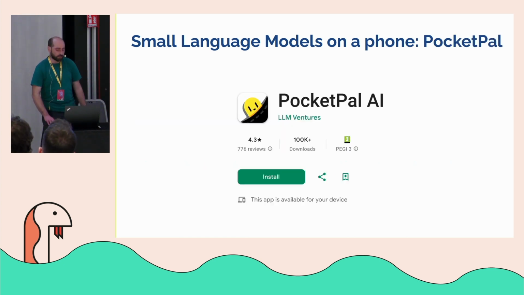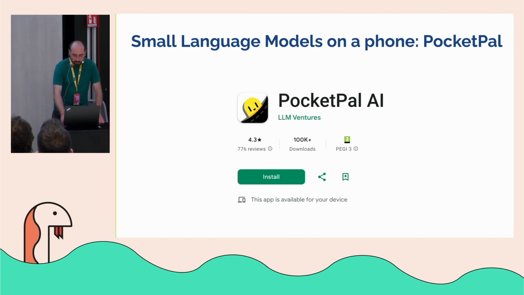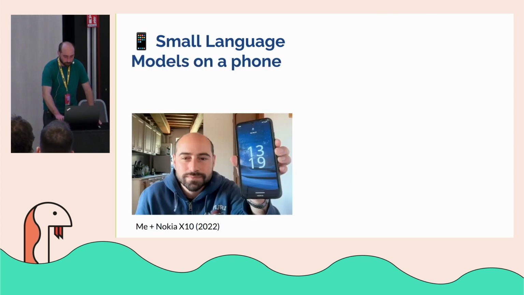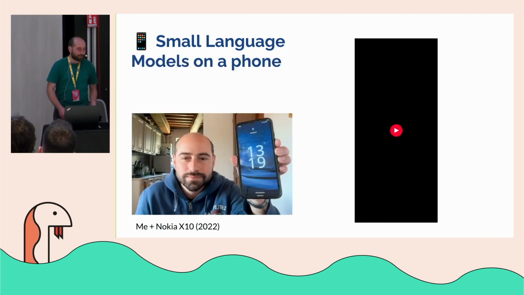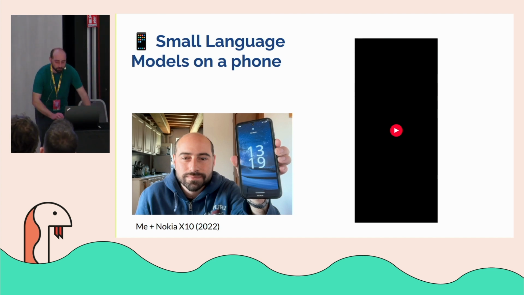you need an app. This Pocket Pal AI app is very simple to use. And you can then download your model on your phone. Here you can see myself with this phone from 2022. Not a cheap phone.